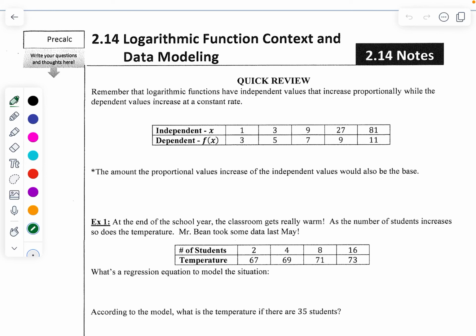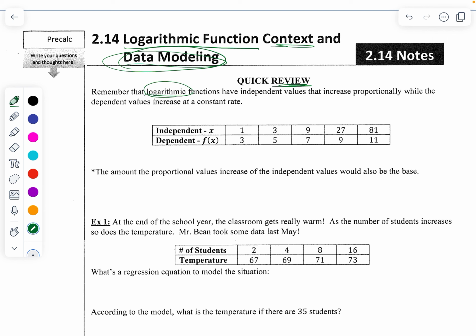Hey everybody, we are going over logarithmic function context and data modeling. That means, given a set of data, can we find the logarithmic expression or formula or relationship? So let's go ahead and talk about a quick little review.